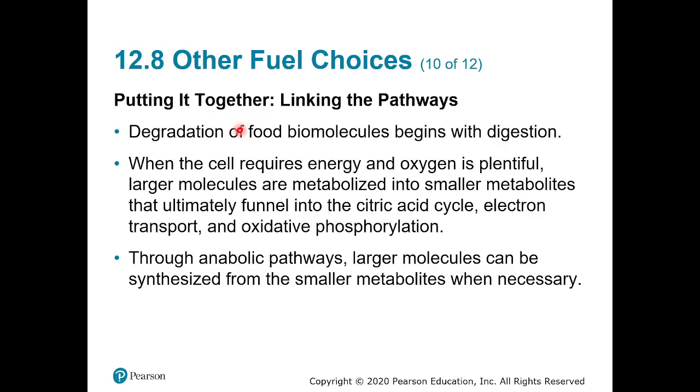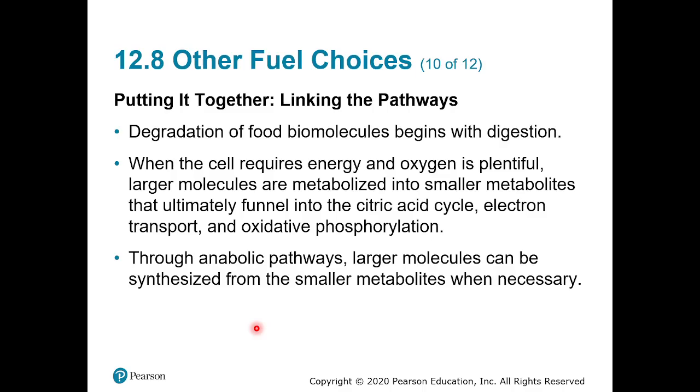All right, so let's link it all together as best we can. Degradation of food molecules is going to begin with digestion. When the cells require energy and oxygen is plentiful, your large molecules are going to be metabolized into smaller metabolites. These ultimately are going to be funneled into the citric acid cycle, which is usually the central point that everything tends to be funneled into. Keep in mind this is in your mitochondria. This is why they play such a pivotal role in everything that you are and do.